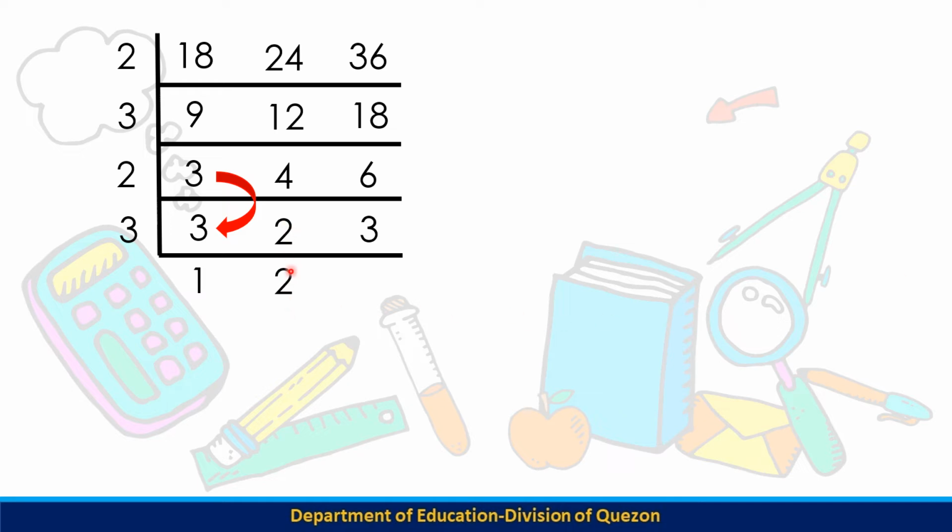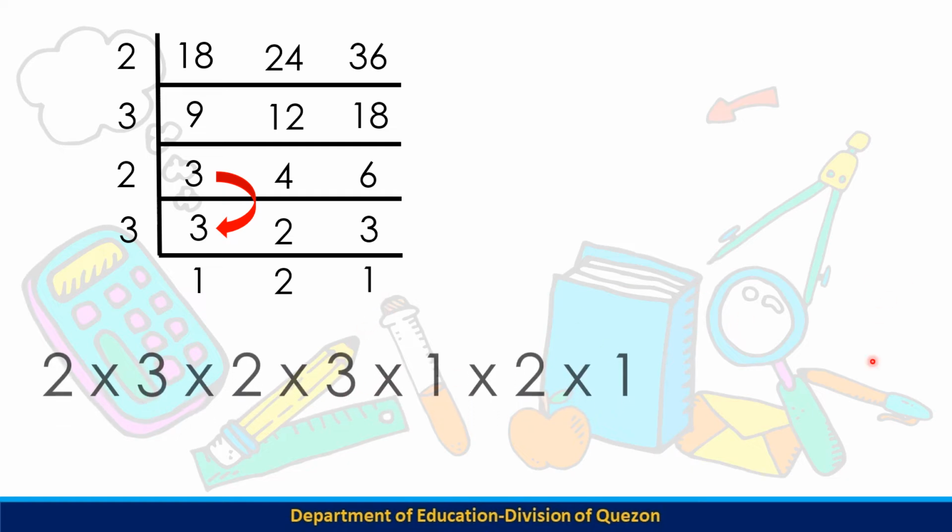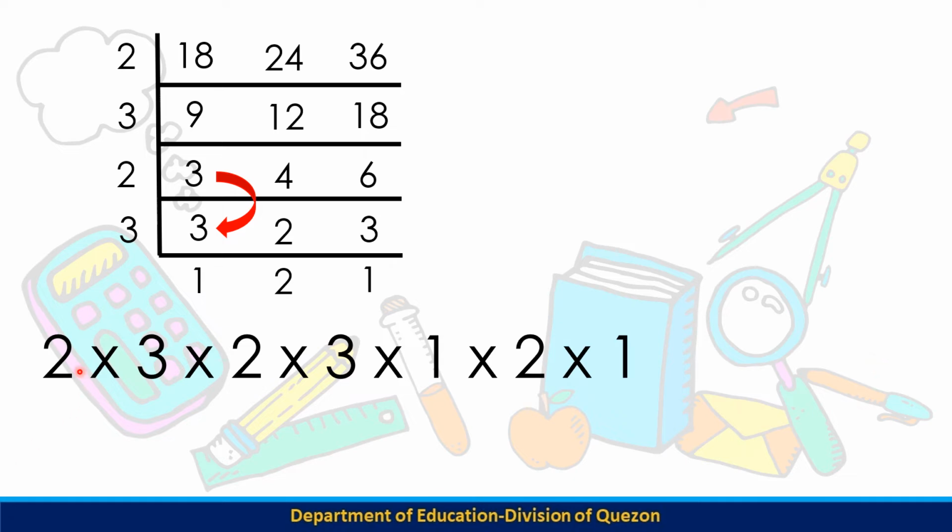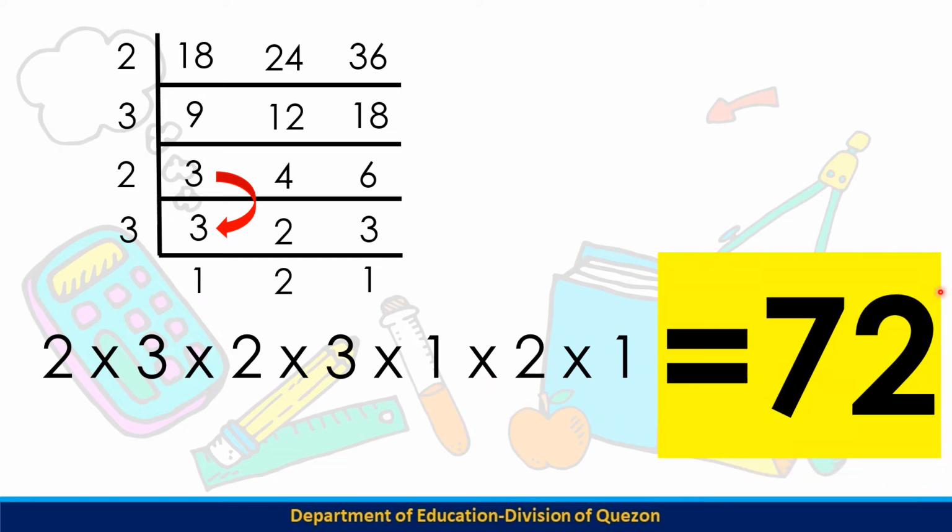Then, hindi na ito pwede, kaya ikakopy na lang po natin itong 2. And then again, 3 is equivalent to 1. So, meaning, we have 2 times 3, na ito po siya sa tabi muna, times 2 times 3, and then yung pong nasa baba, times 1 times 2 times 1, is equivalent to 72. That is the least common multiple of these numbers, or the 18, 24, and 36.